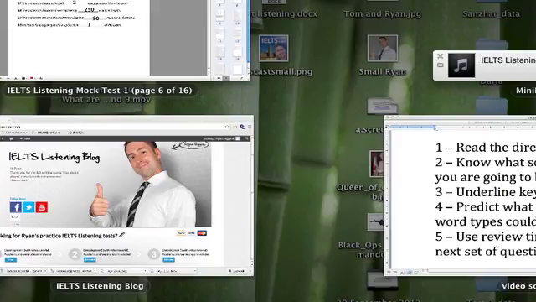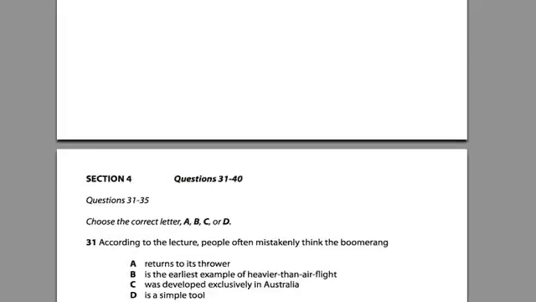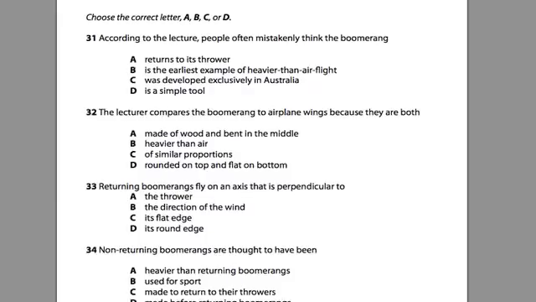Okay, let's go back to our listening here and move on to section 4. That is the end of section 3. You now have half a minute to check your answers. Okay, so we're going to use this time to preview. Choose the correct letter A, B, C, or D. Now we want to underline key vocabulary.